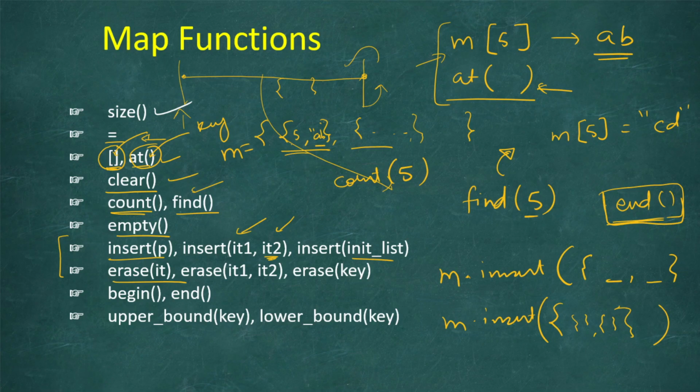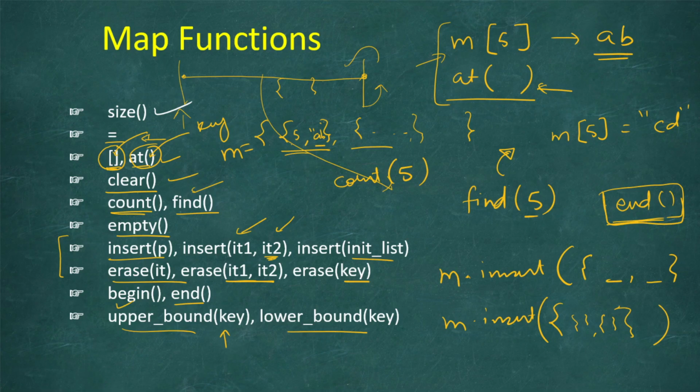Similarly, erase, if you know the iterator, you pass that. If you don't know, you pass the key, it will search and delete. And also you can pass a range, to delete everything in this range. Begin returns the iterator to the first element or smallest element, depending on the comparator, by default it's less, you can change it. End, one position past the last element. And upper and lower bound have the usual values.